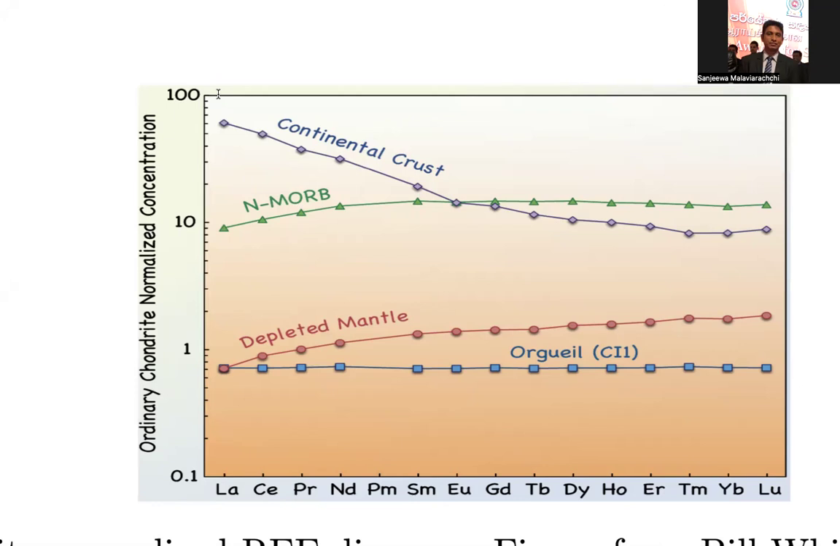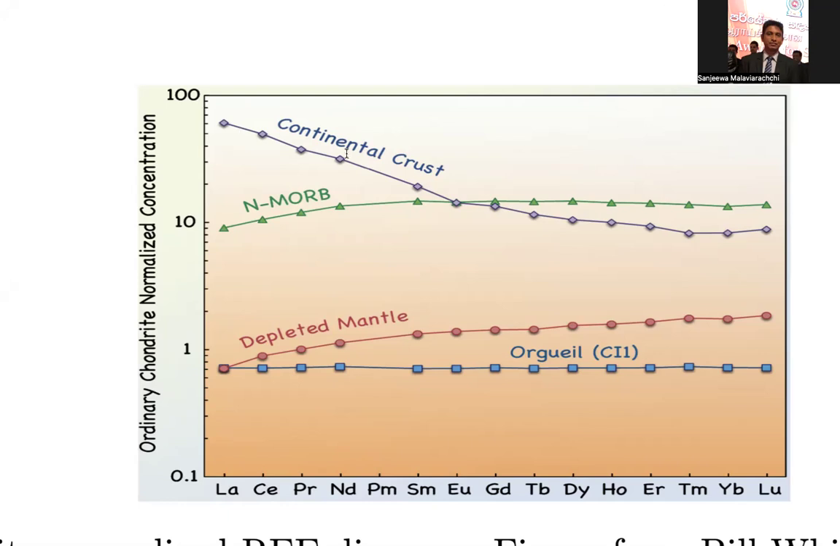So relative abundances you can understand here. For example, the depleted mantle, when light rare earth elements are around 1, MORB has 10 times greater, but the continental crust has above 50 times.